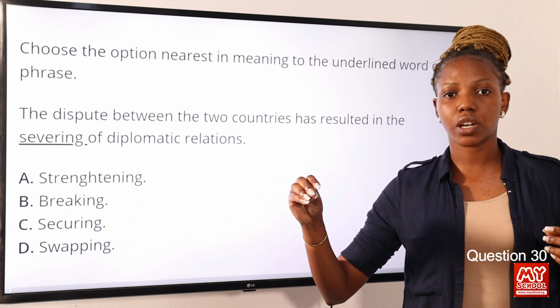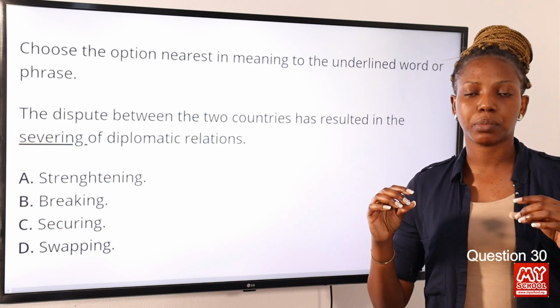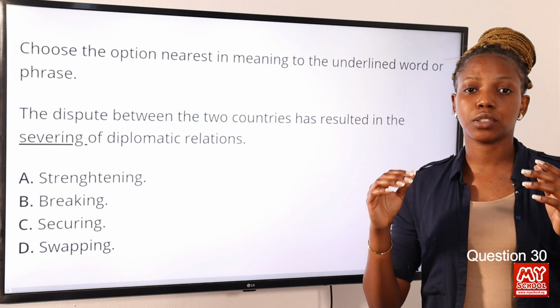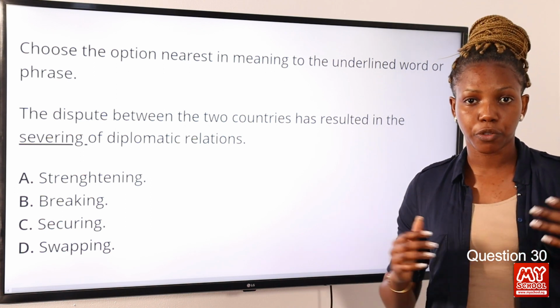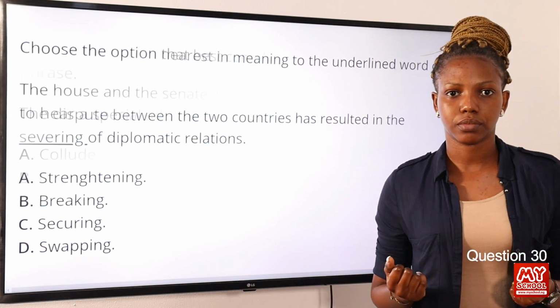So option B is the correct answer to this question because the word sever is to divide something by cutting off, and it means to put an end to something by breaking off attachment. So option B is the correct answer to this question.